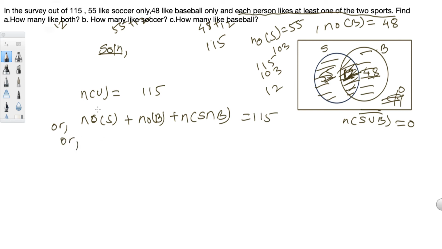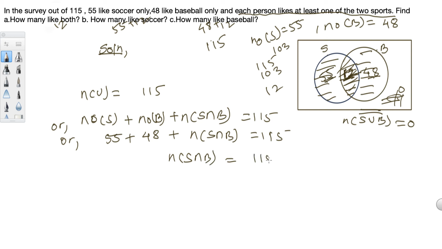We know that 55 like soccer only, whereas 48 like baseball only, but we don't know the number who like both. We are supposed to calculate it. So if we do this, n(S intersection B) will be 115 minus 55 minus 48, which will give us 12.